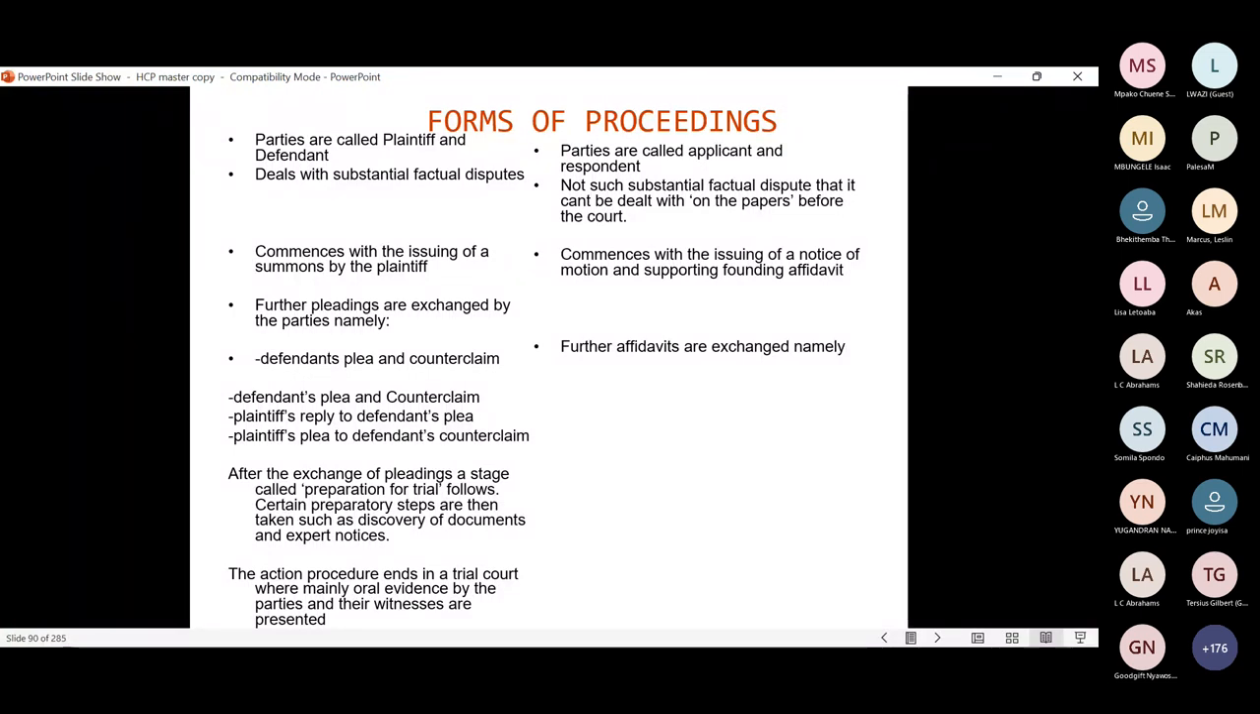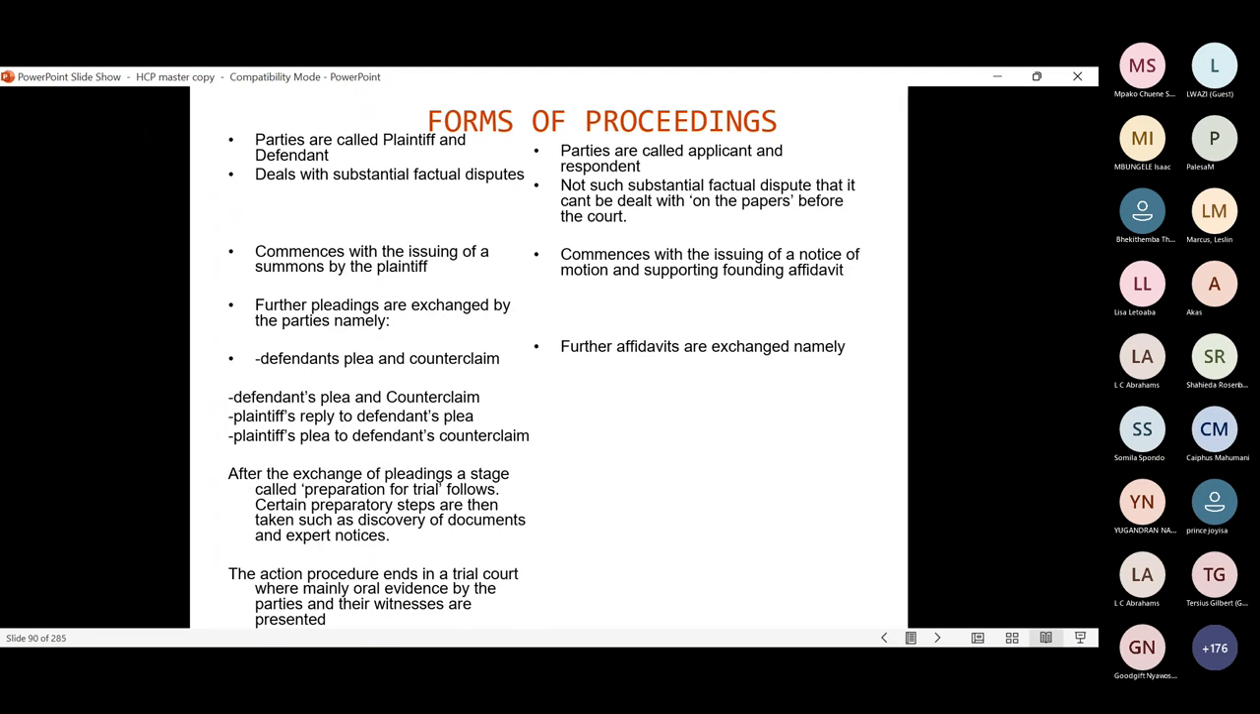Now, in an application, you start out with a notice of motion and the affidavit. That first affidavit is referred to as the founding affidavit. The application is founded on that affidavit, right? And then the respondent will file an answering affidavit, also referred to sometimes as an opposing affidavit. It's the same thing. Answering affidavit and opposing affidavit. Okay, that's the same thing.